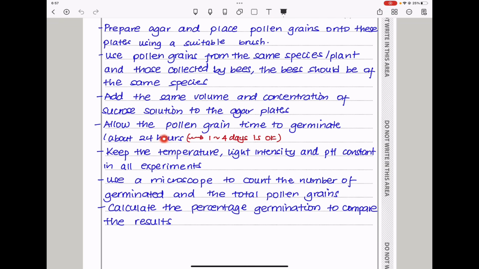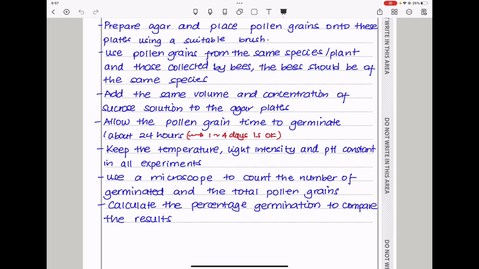This could be about 24 hours. And again, this time has to be mentioned. So it could be 24 hours, or you can choose between 1 to 4 days. During the experimentation, we have to keep the temperature, light intensity, pH, and all other variables constant.